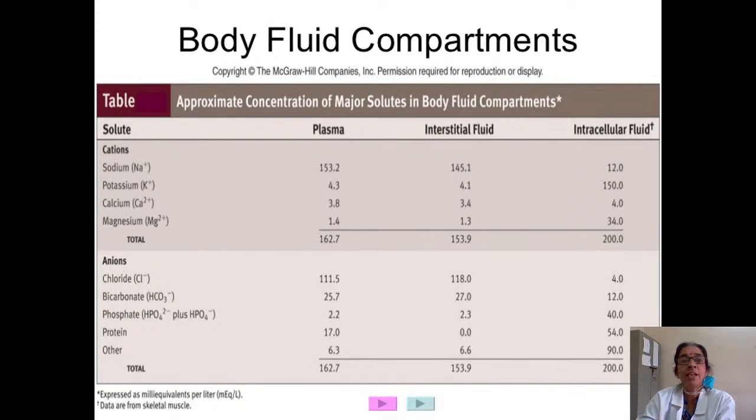Here what I want to tell you is that the sum of the concentrations of the anions will be equal to the sum of the concentrations of the cations in that particular compartment. Look at plasma: total cations is 162.7, and anions also 162.7. Interstitial fluid is 153.9, and anions is also 153.9. Intracellular fluid is about 200 for anions and cations. This is very important, because the fluid should remain electrically neutral.